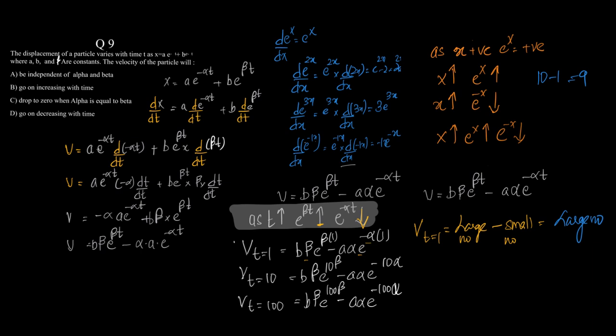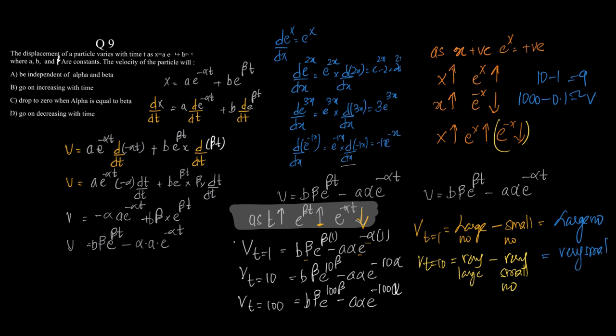I can further give an example for the second case. When t is equal to 10, e raised to 10 beta is basically a very large number, right? Exponential power to the 10 minus e raised to minus 10 alpha. We know that e raised to minus 10 alpha, the value decreases. So this will be a very small number. And when this is a very small number, a very large number minus a very small number, say 1000 minus 0.1, will again be a very large number. So this will give you a very large number.